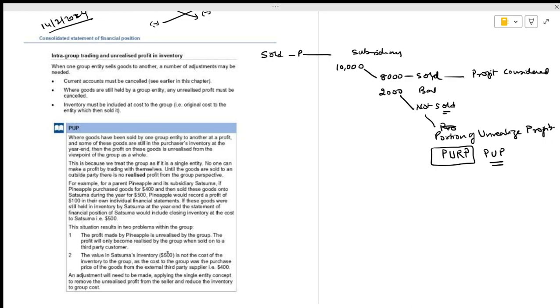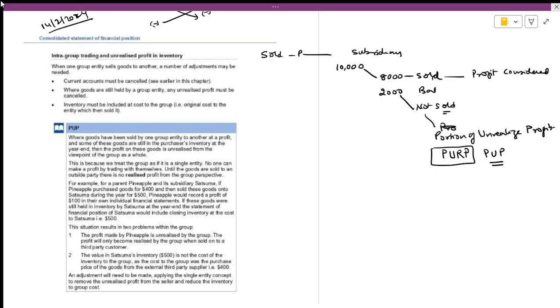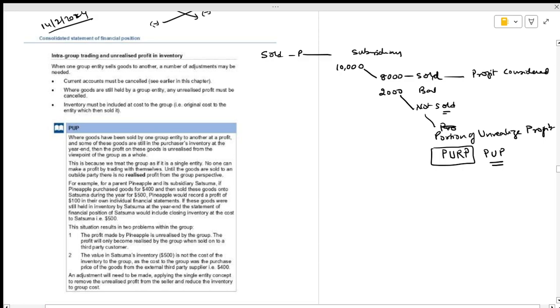If we are going to say that this much amount of goods is not sold, then with a 20% margin, we have to reduce the 20% margin. The same way you do the impairment and the revaluation, the same process we will follow. Only thing we are adding is the inventory here. Okay, we are focusing on inventory.